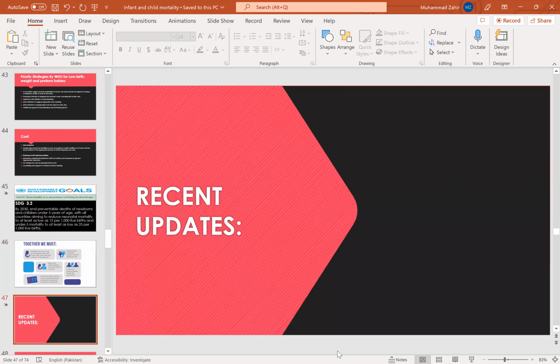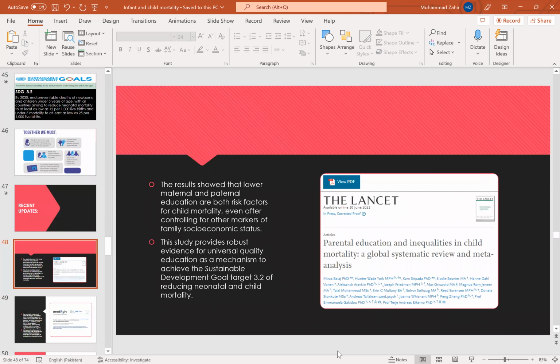Now talking about the recent updates. One article in the Lancet on parental education and inequalities in child mortality, a global systematic review and meta-analysis. The results showed that lower maternal and paternal education are both risk factors for child mortality, even after controlling for other markers of socioeconomic status. The study provides robust evidence for universal quality education as a mechanism to achieve Sustainable Development Goal 3.2 of reducing neonatal and child mortality.